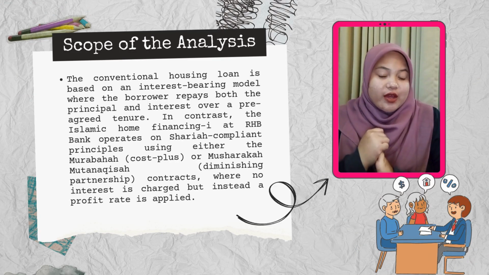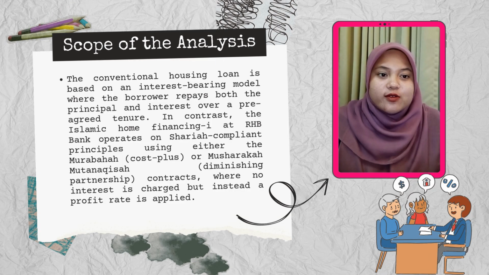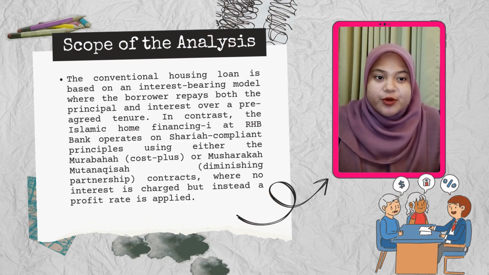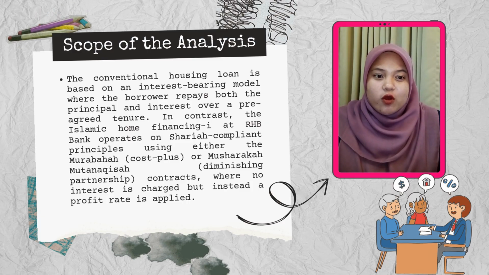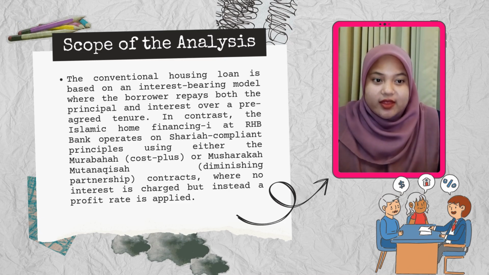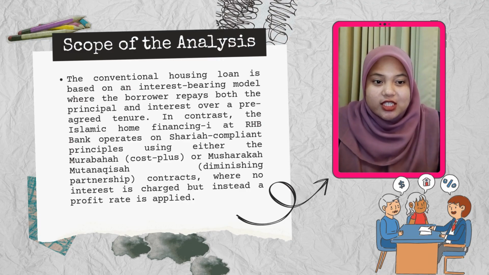Hence, from the objective that I shared just now, we can analyze that the conventional housing loan is based on an interest-bearing model, where the borrower repays both the principal and interest over a pre-agreed tenure. In contrast, the Islamic home financing at RHB Bank operates on Sharia compliant principles using either Murabahah cost plus or Musyarakah Mutanakisah, diminishing partnership contracts where no interest is charged but instead a profit rate is applied.